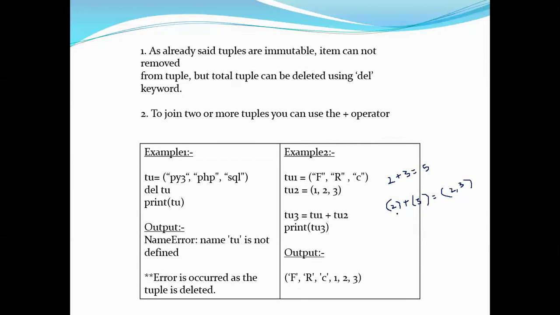Here 2 plus 3 is joining two data structures. Here round brackets represent tuples. So it will give you 2 comma 3. Similarly, in this example, I got one tuple with 3 elements f comma r comma c and another tuple with 3 elements 1 comma 2 comma 3. When I use the plus operation here, I got f comma r comma c comma 1 comma 2 comma 3. So a joining operation has happened, right?